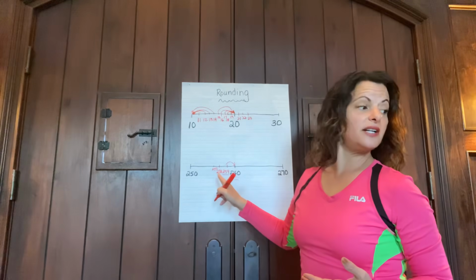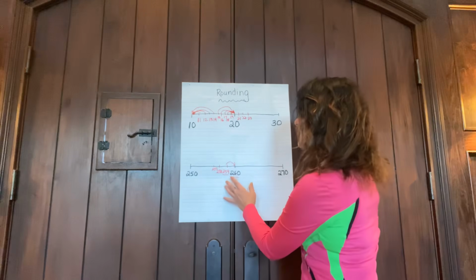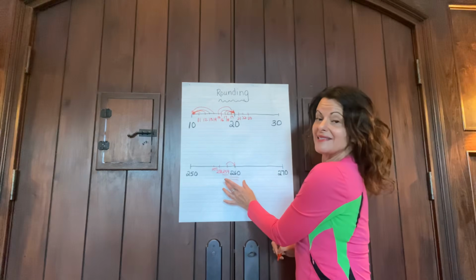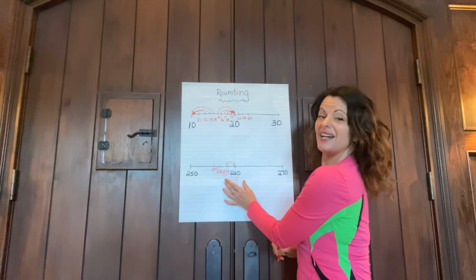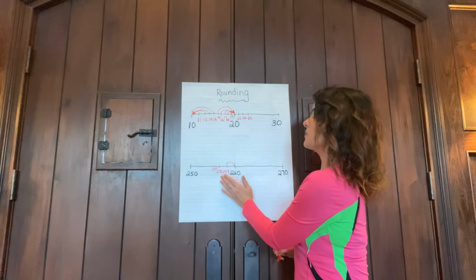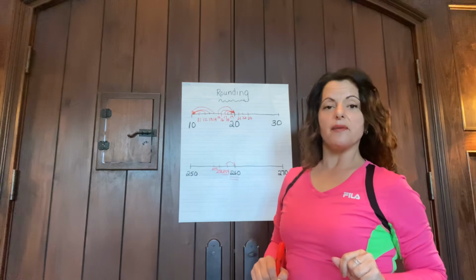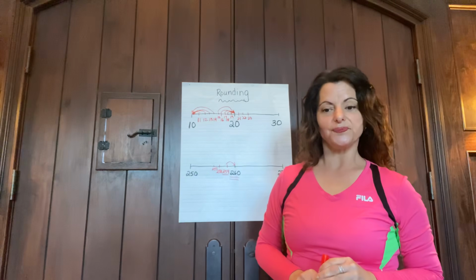We're rounding to the nearest 10, so we're looking at that ones place. You might say 260 is not a 10, but it actually is. It's just a number that has a lot of tens in it. How many tens are in the number 260?